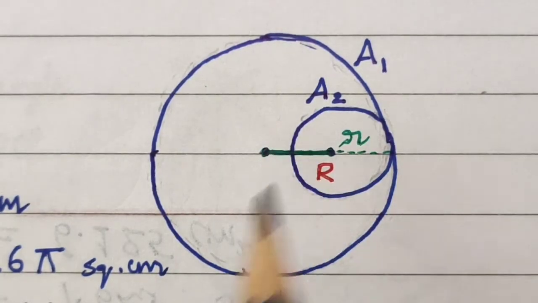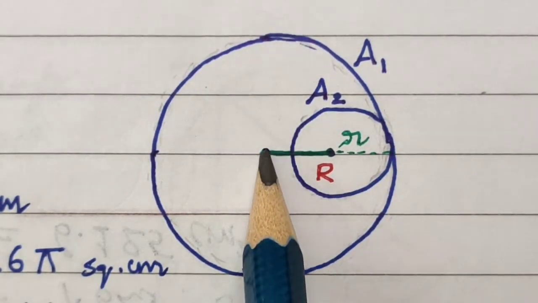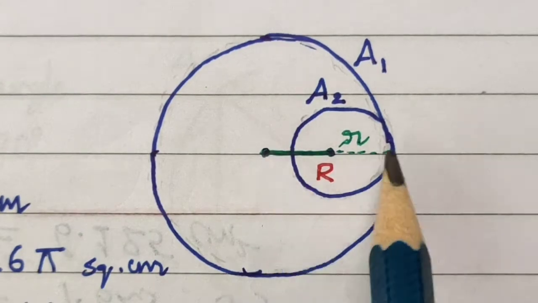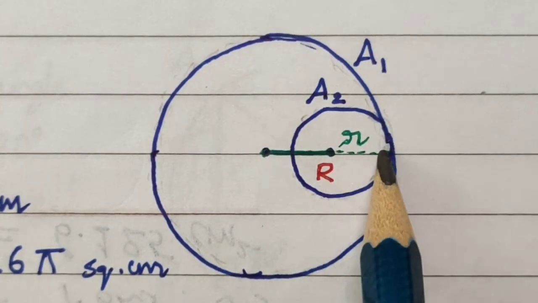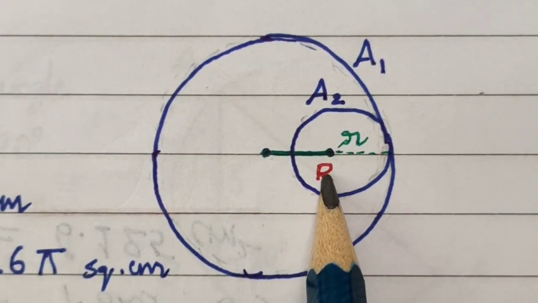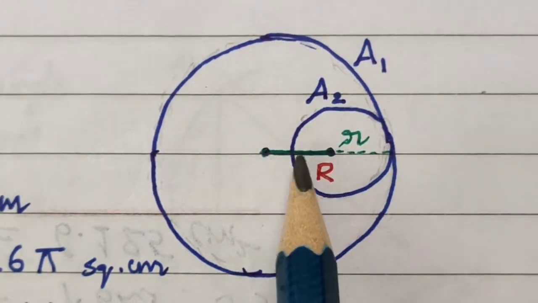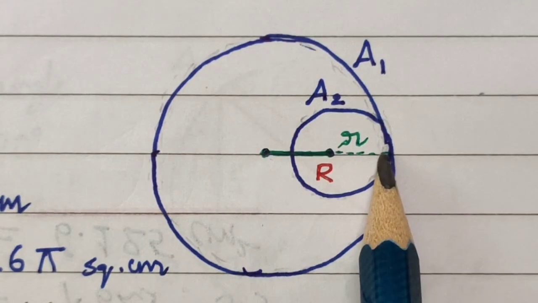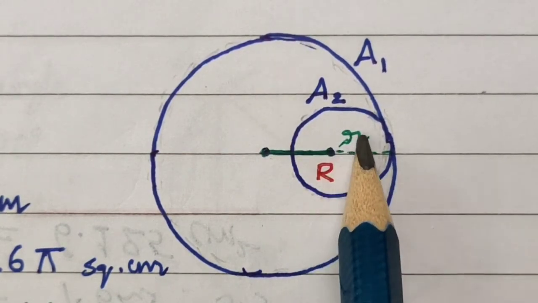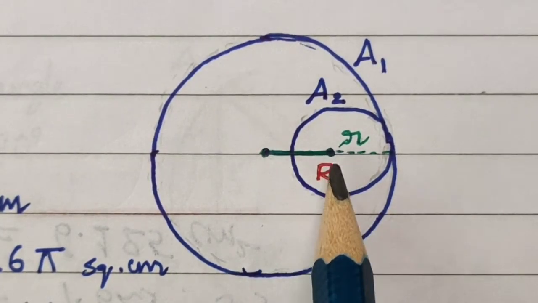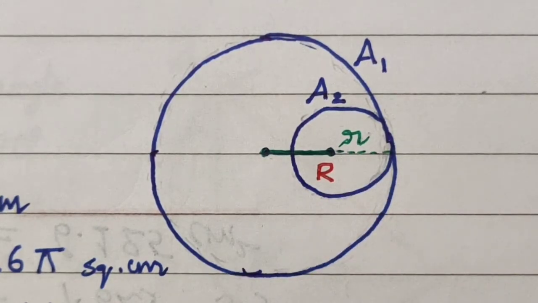So now we know that they have given the distance between the centers. This is R, from here to here, the radius of the bigger circle. From here to here, it is the radius of the smaller circle. Therefore, bigger capital R minus small r is the distance between the two centers. That means R minus r is given as 6 centimeters.